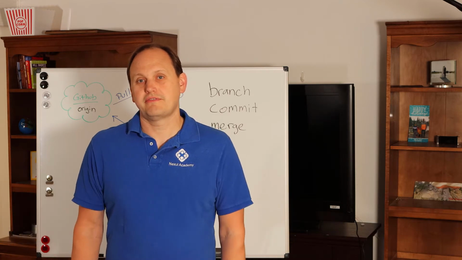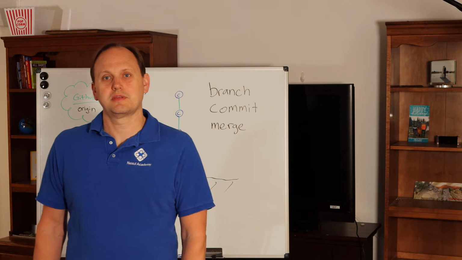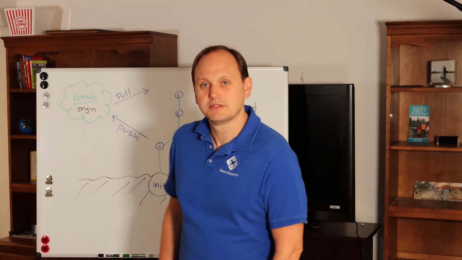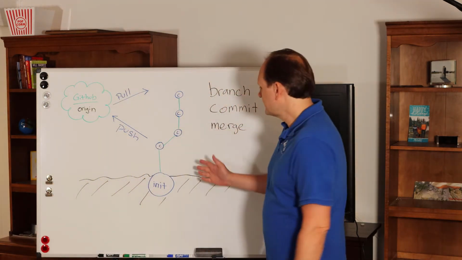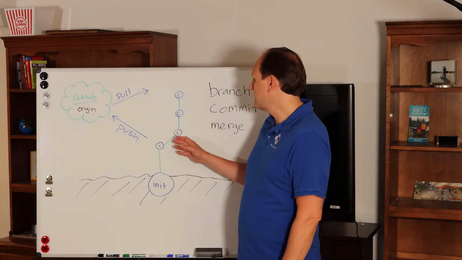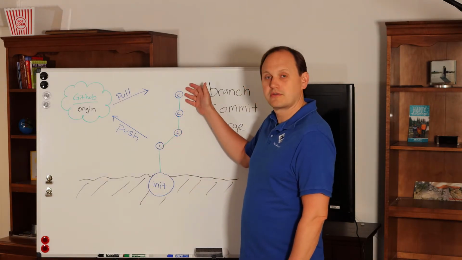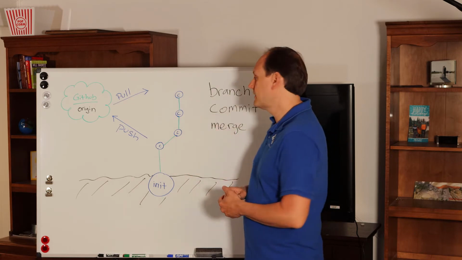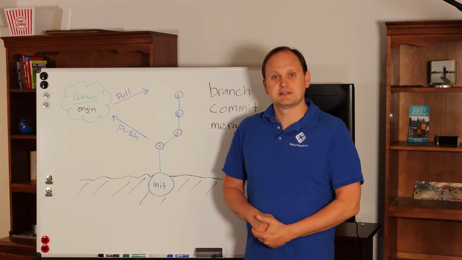Today we're going to talk about fetch, push, and pull, and how that works with your commits in your repository. So let's start by visualizing this. Right now we've got a repository, we've initialized it, we've done some commits over time, we created a branch to do our work for the story that we're working on right now, and we've made a series of 3 commits in this branch.